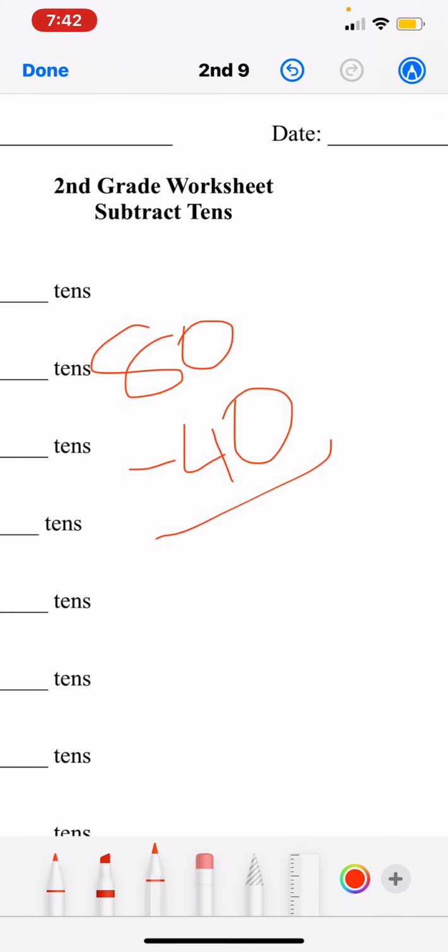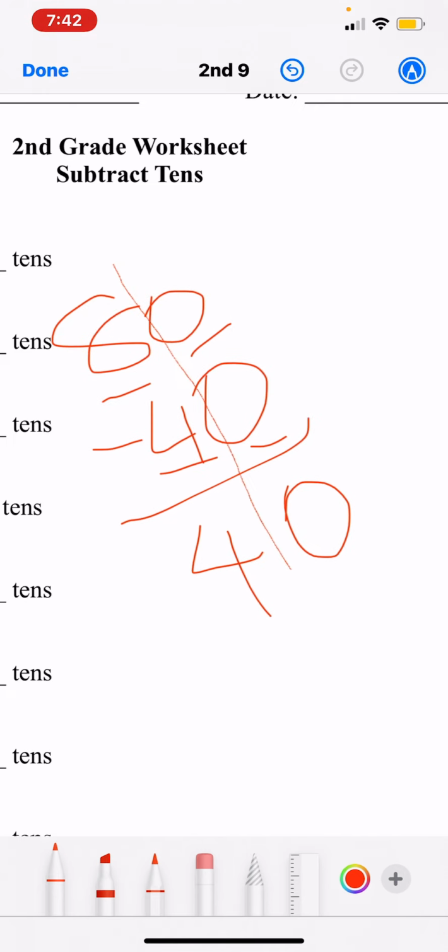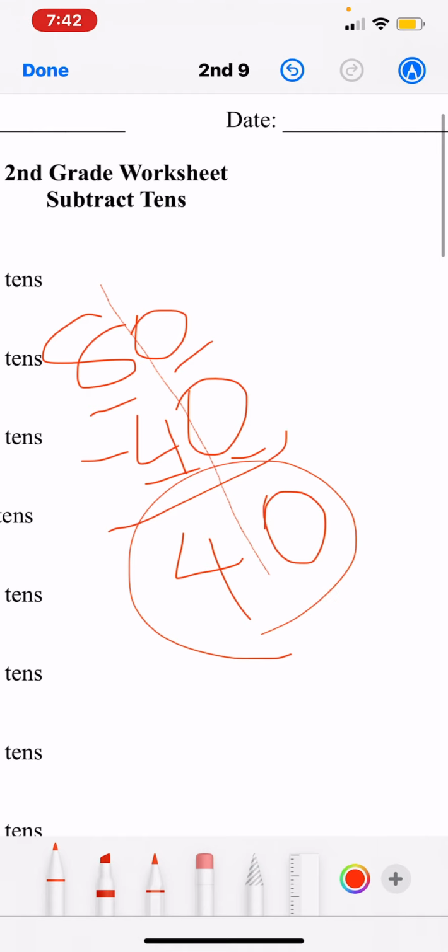Now, one thing I always like to do is divide them because it looks more organized. And now we're going to subtract the right side first, then work our way to the left side. So 0 minus 0 equals 0. 8 minus 4 equals 4. What do we have? We have 40.